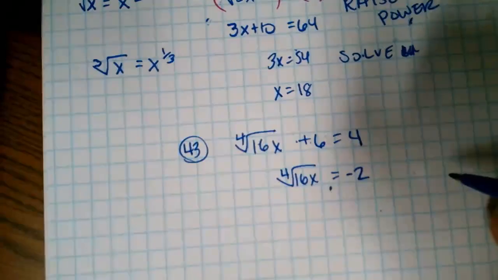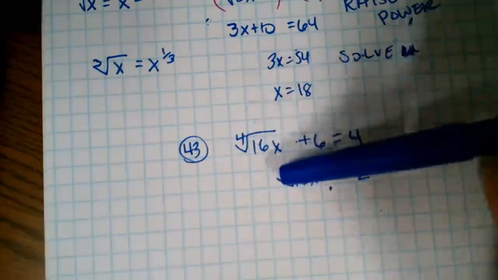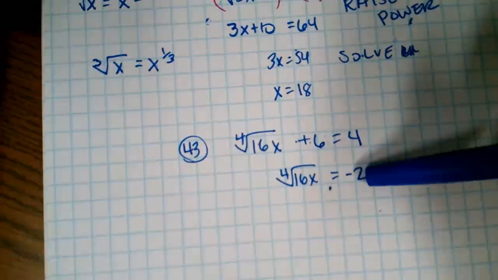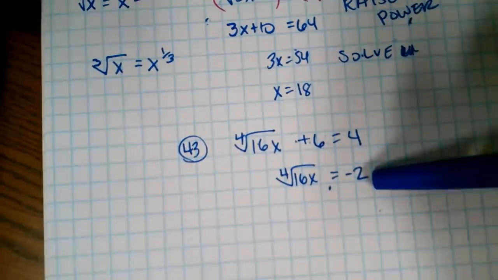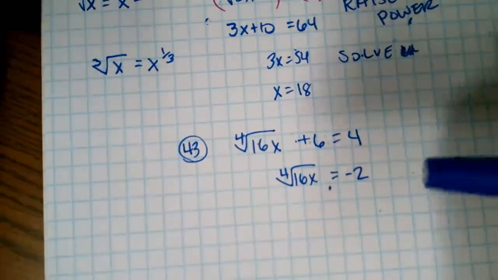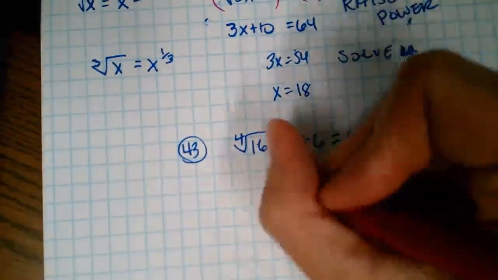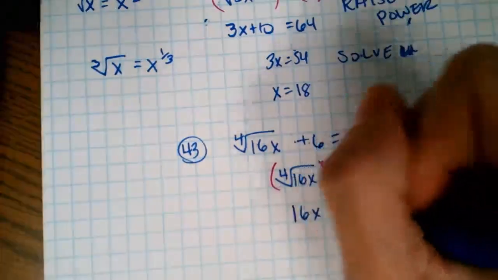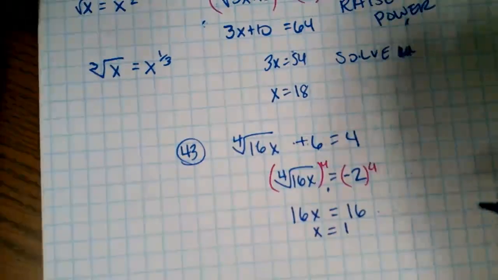I could technically stop right here and say no solution, because when I take an even root, my answer can't be negative. Square root, 4th root, 6th root, 8th root, any even root, my answer is not going to be negative. So I could stop here and say no solution if I realized that. If I didn't realize that and I kept going, I could raise both sides to the 4th power, and I get 16x is equal to 16, so x is equal to 1.